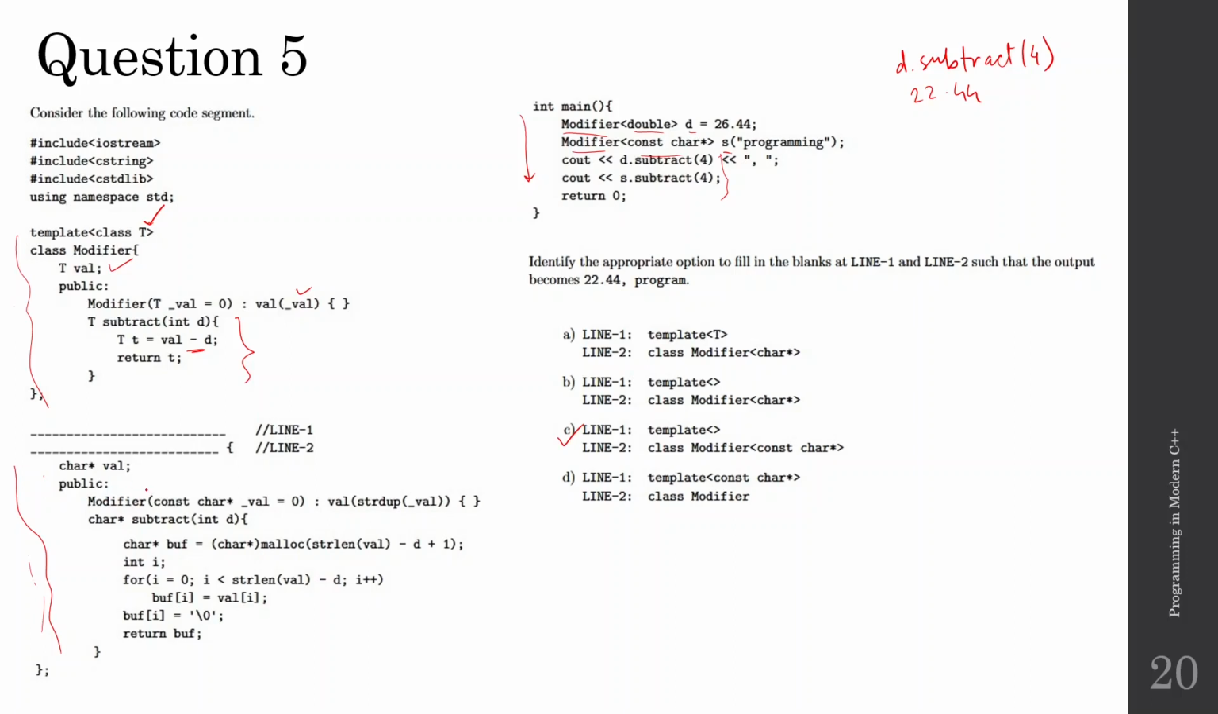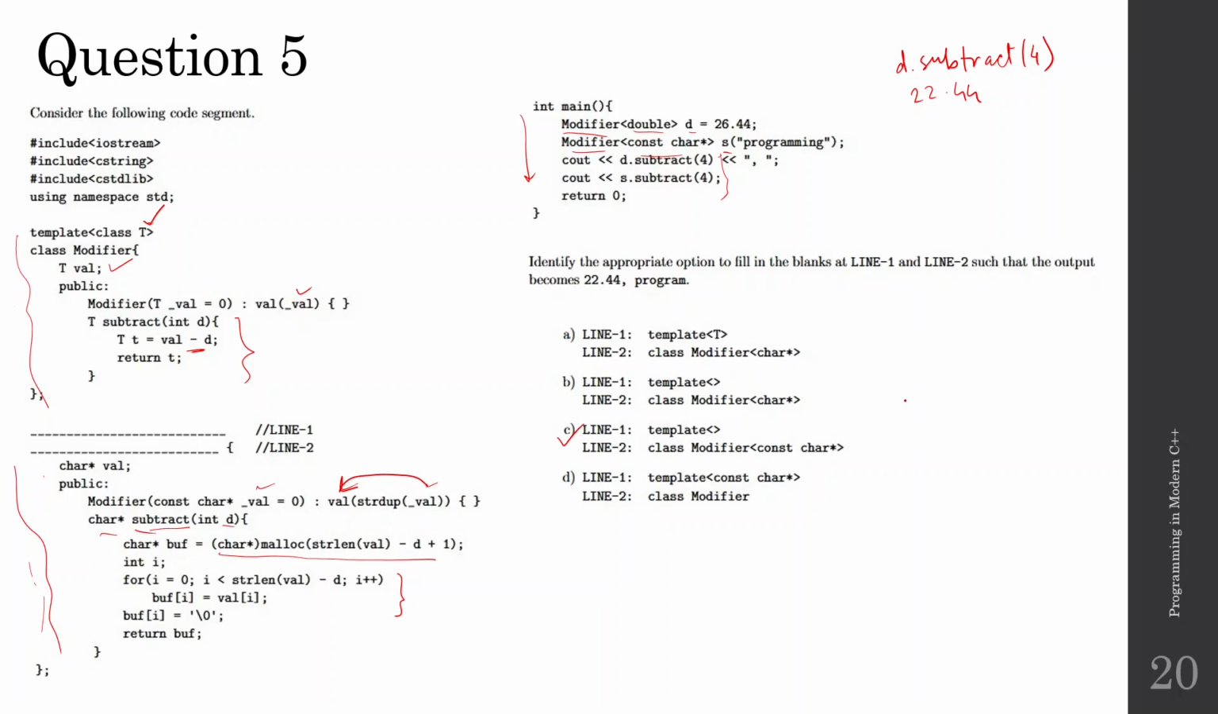So what we do here is first there is a constructor which copies the value of underscore val to val. So there is a copy using strdup, and now we implement the subtract method. Again it takes an integer and a char star. It allocates memory for the returning string, and then it copies all the characters except the last d characters. So this is the meaning of the subtract word in this application.